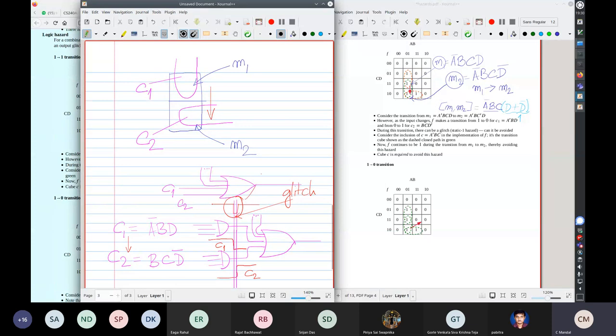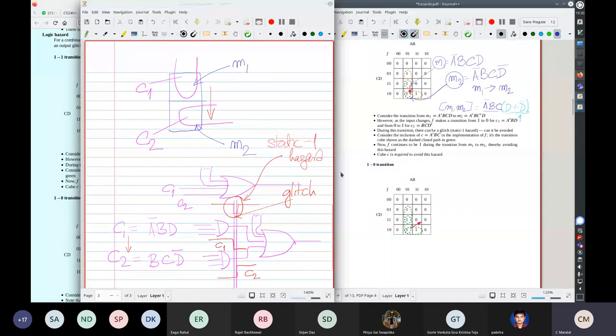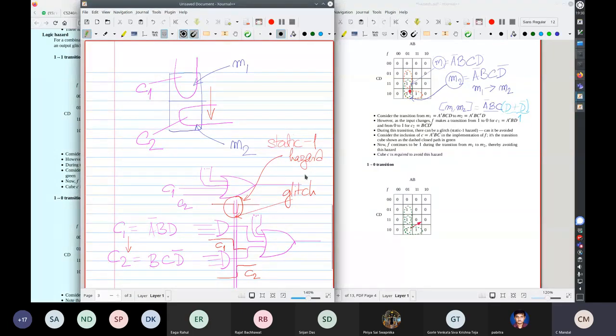And what kind of a hazard is this? Can you recall? Anyone? This is a static 1 hazard. It should normally be 1, but this cube is switching off and this cube is switching on, and in between such a gap is possible. It may not always happen, because sometimes it may happen like this.